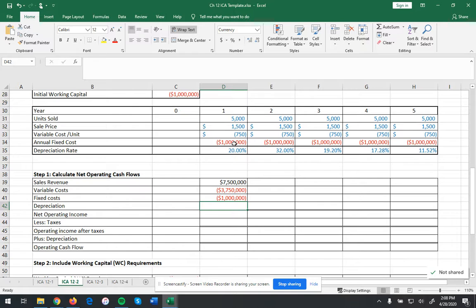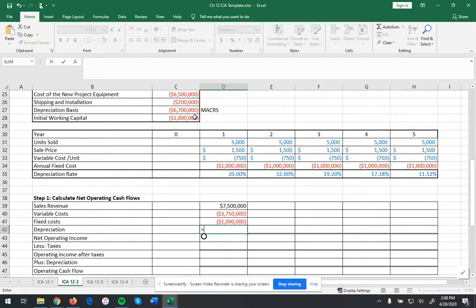And then depreciation, here's where it gets a little bit tricky. Here's where we calculate the amount that we're allowed to depreciate for the year. And we start with our depreciable basis, our $6.7 million, times the rate that we're allowed to for that year, 20% for that year. Now, I'm going to go ahead and lock in C27 because what I want to do is I want to copy this formula over and keep every cell relative except for that one right there. Okay, you'll see what I mean in a minute.